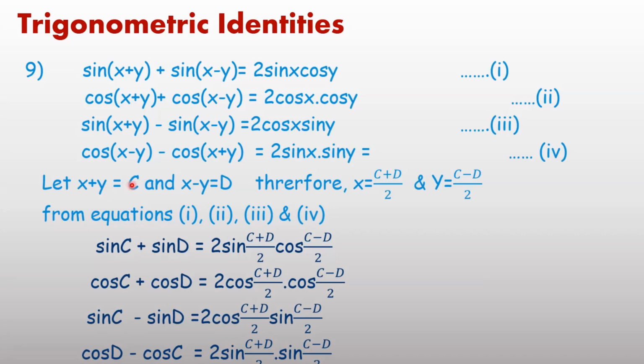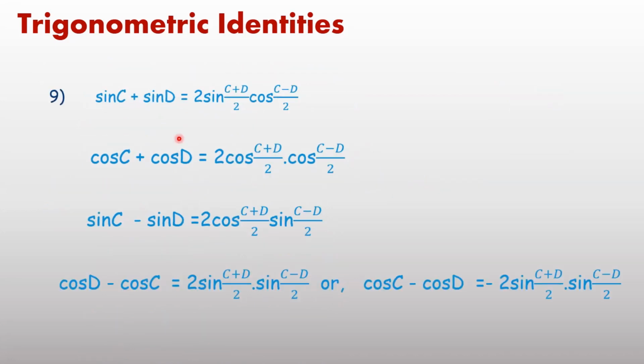If we let x plus y as c and x minus y as d, what is the value of x and y? If you add these two, you will get the value of x as (c+d)/2 and y as (c−d)/2. By putting the values of x plus y, x minus y, x and y, you will get the next set of four identities. In place of x plus y, c; x minus y, d; in place of x, (c+d)/2 and y, (c−d)/2. We get sin c plus sin d, cos c plus cos d, sin c minus sin d, and cos c minus cos d.